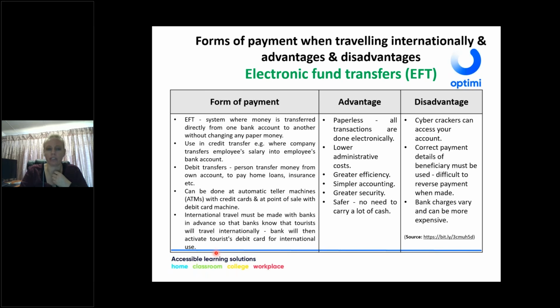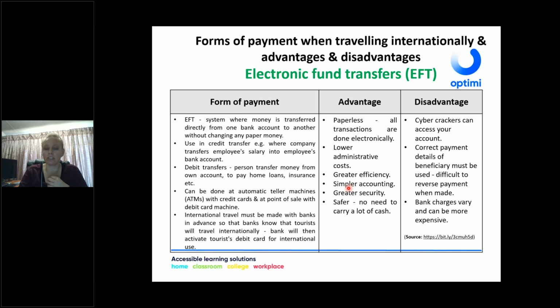So what are the advantages of electronic fund transfer? It's paperless, which means all transactions are done electronically. There are lower administration costs. It's greater efficiency because the waiting time is shorter than should you have gone to the bank.